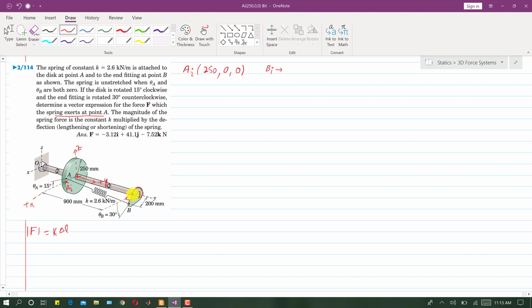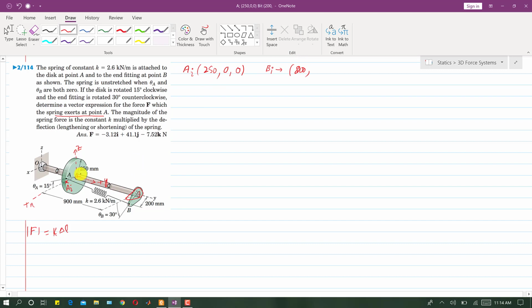What will be the coordinates of that? How much do we need to travel along x? The distance from the center of this shaft to this point B is 200. So we need to travel 200 along the positive x-axis, so this will be 200.